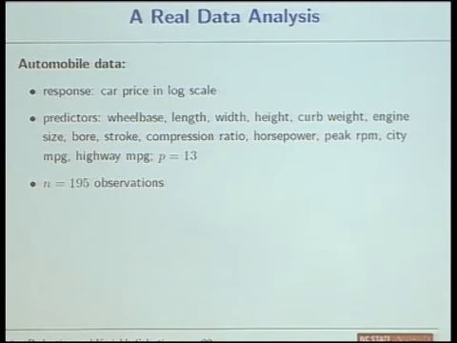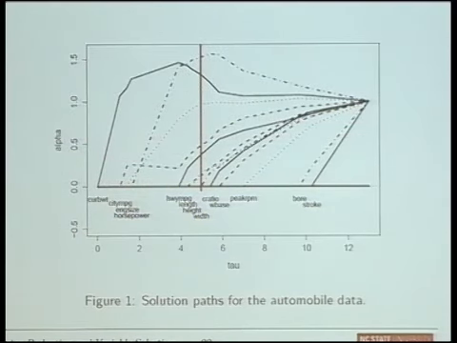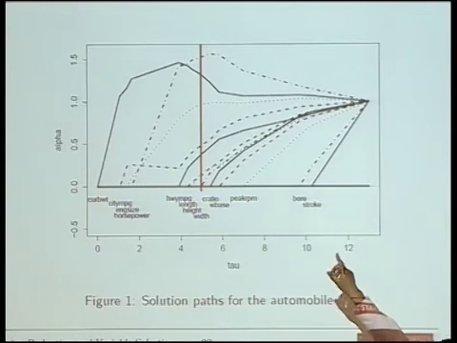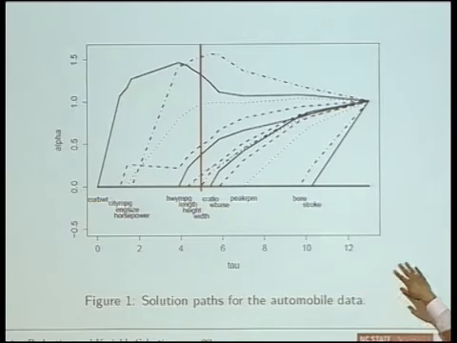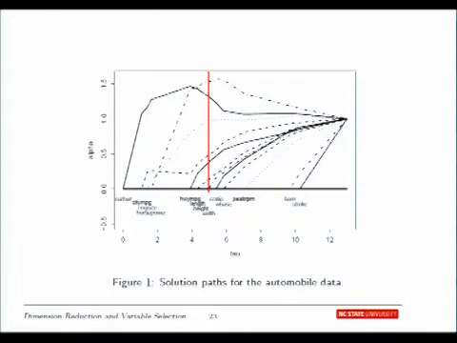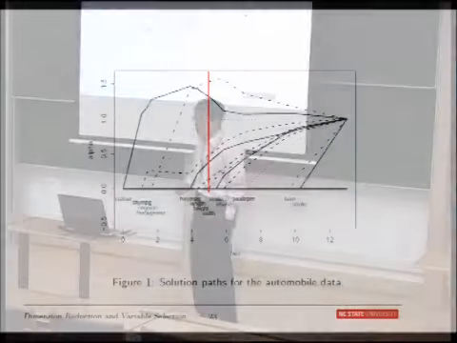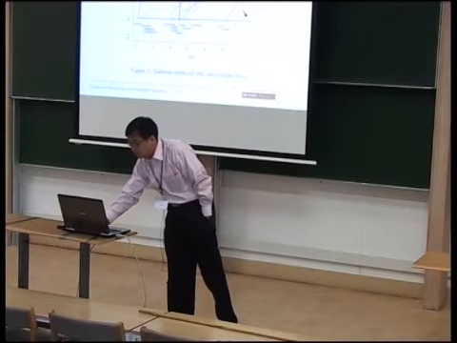And then we tried this on a real data set quickly. The response is the car price in log scale. We have 13 predictors. I just want to show this plot. You can see when I change the value of the regularization parameter tau, and on the vertical axis I have my shrinkage parameter, then eventually once tau reaches the number of predictors, all those become 1, and this red vertical line corresponds to the tau which was selected by our information criteria.